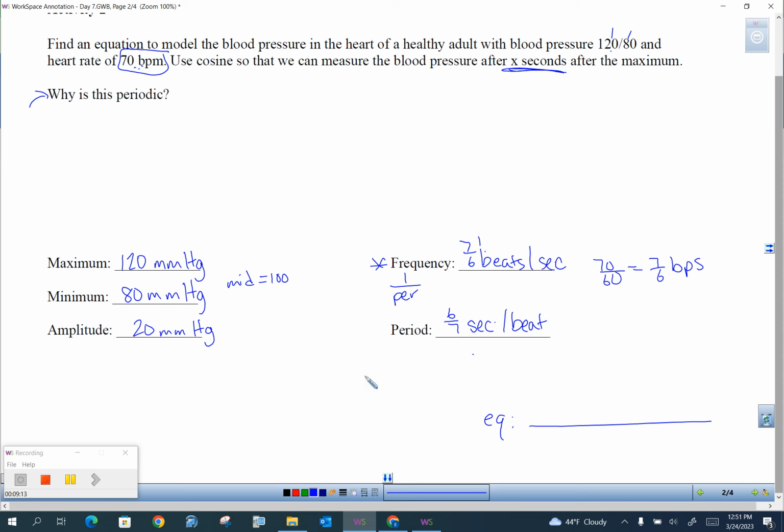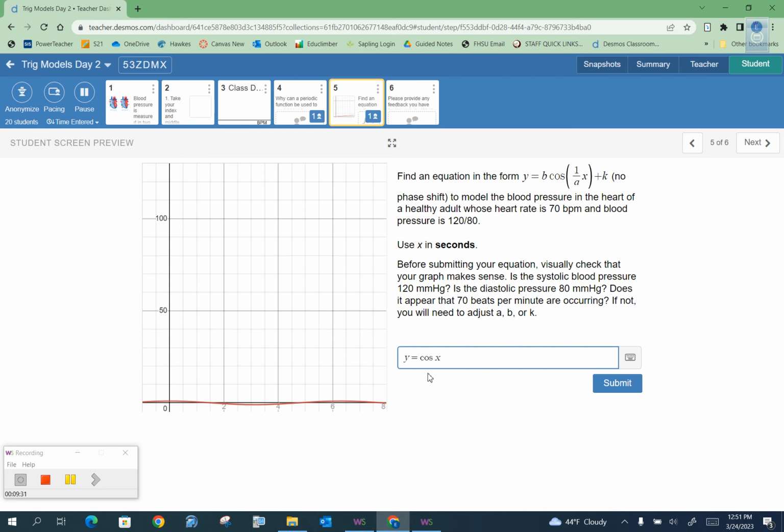All right, but here's the tricky part. We have to figure out how to take care of the period. Okay, so I'm going to go in here and actually attach the easier parts. We decided amplitude was that, and our shift was 100. But right now, this is not doing what it's supposed to do because I'm cycling between 80 and 120, but I'm not doing it at the speed that I'm supposed to.